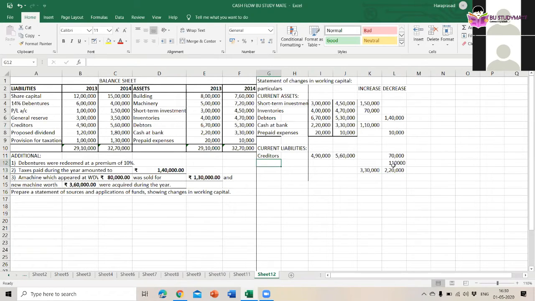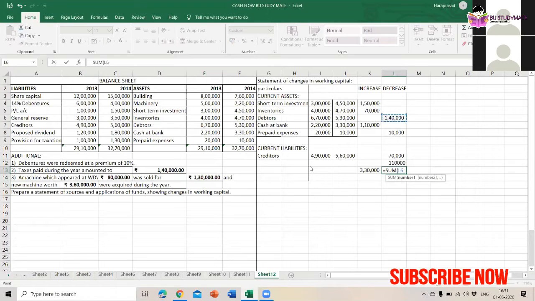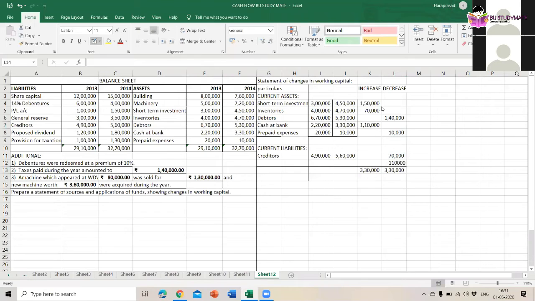If the adjustment comes in the decrease column, we have to assume that it is an increase in the working capital. Because when we are adding the increase column, it is 3,30,000. When we are adding the decrease column, we are getting 2,20,000. So it means working capital has increased. Okay. If you do this up till this, then you'll get 6 marks definitely.